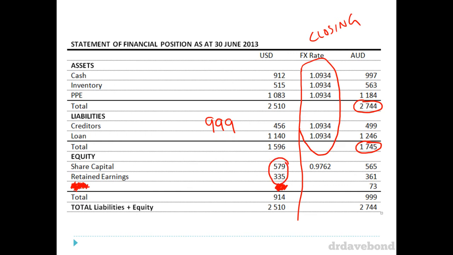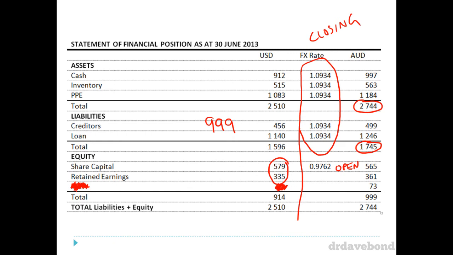What we're left with then is translating the two equity accounts, share capital and retained earnings. Share capital of 579, you can use pretty much whatever you want for the rate to translate it at, because equity is not given something to do it at. So in this case, the opening rate seems like a reasonable suggestion, but if you wanted to use something different, feel free, but opening seems like the most reasonable way to do it.